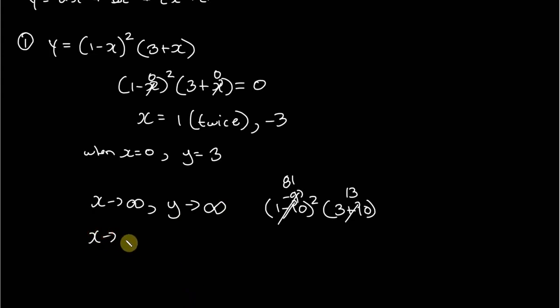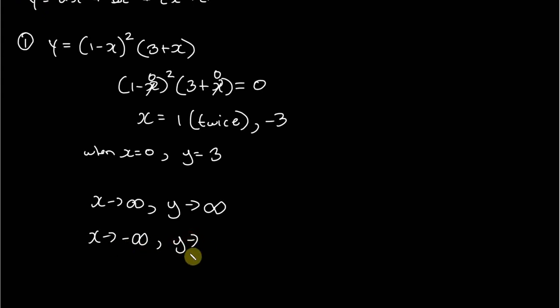Now, what happens when x tends toward negative infinity? Well, we can already tell what's going to happen, but I'll just work through it for the sake of showing the steps. So when x tends toward negative infinity, let's just use negative 10, so 1 minus negative 10, all of that squared, times 3 plus negative 10. Well, 1 minus negative 10 is just going to be plus, right? Double negative. So 1 plus 10 is 11. You square 11, it's 121. And 3 minus 10 is just negative 7.